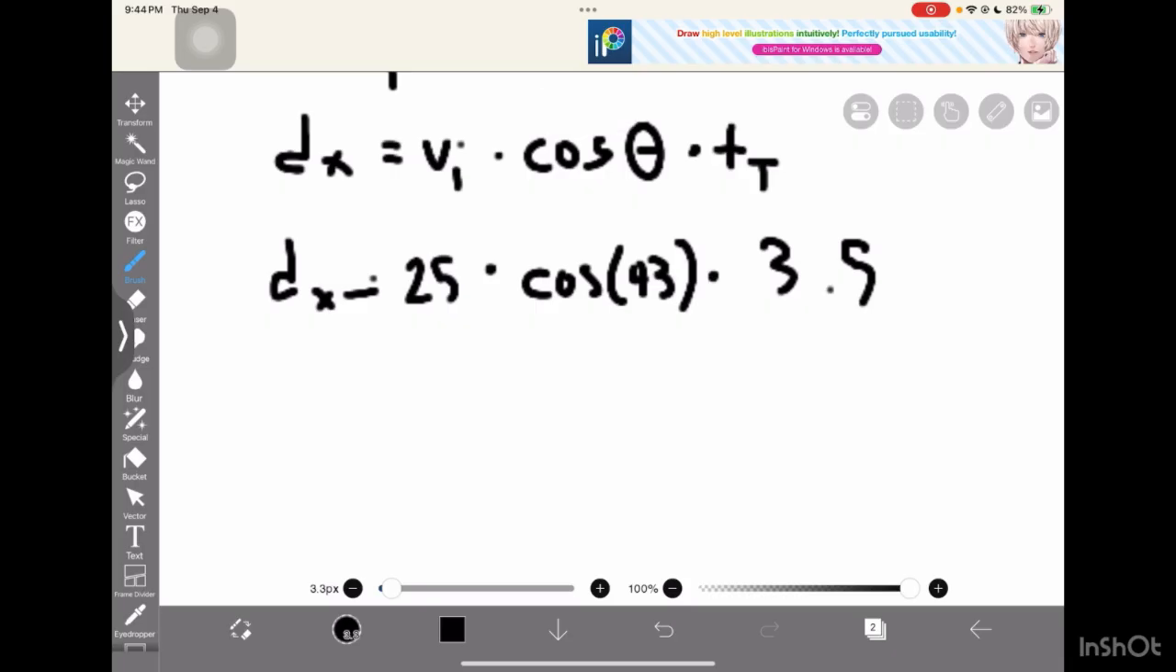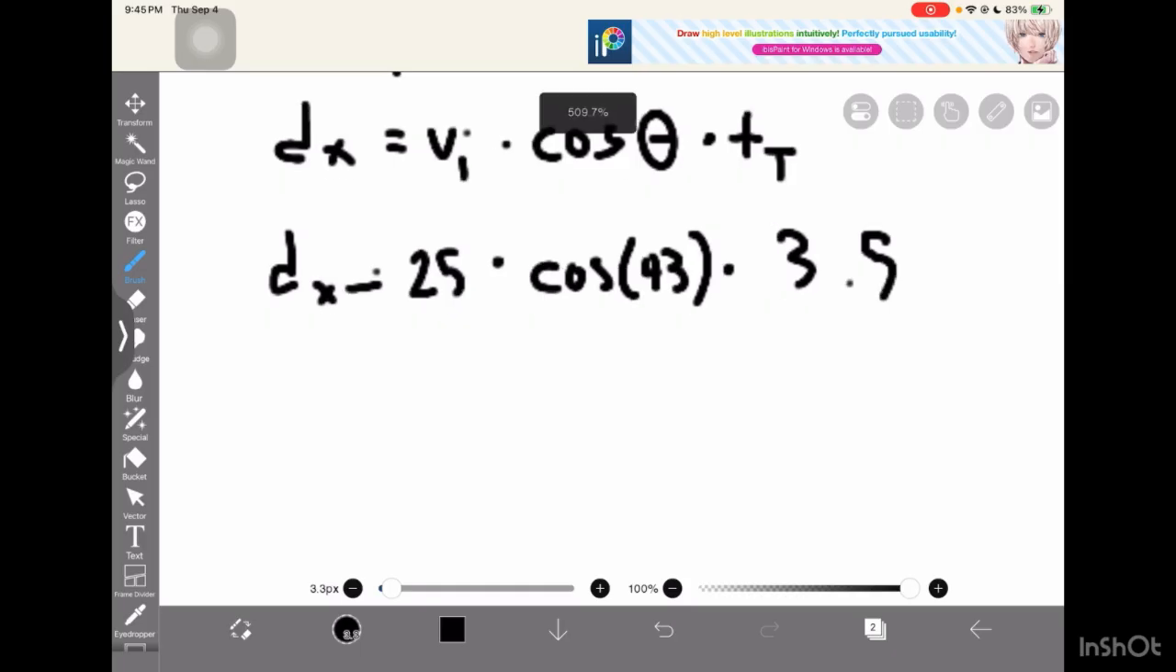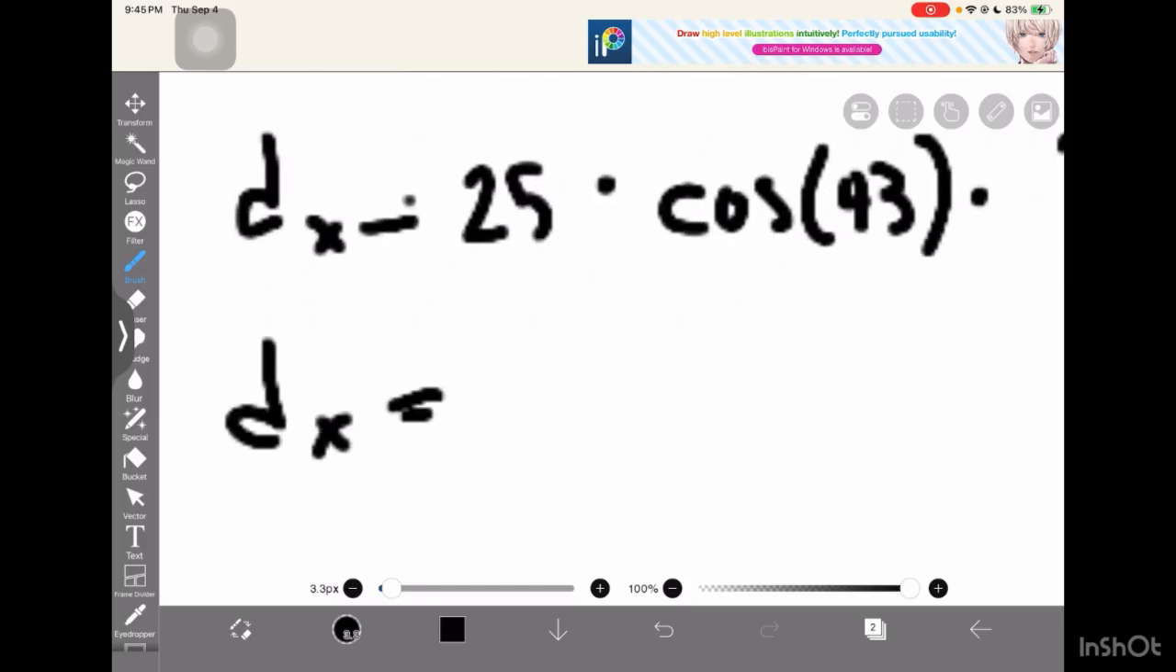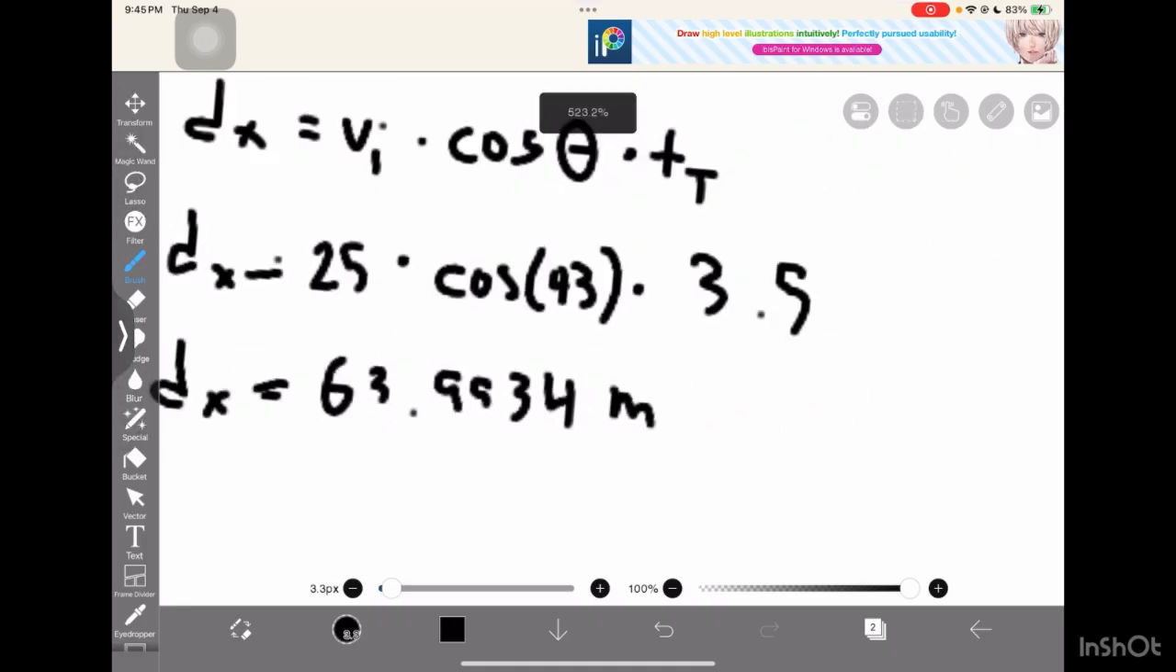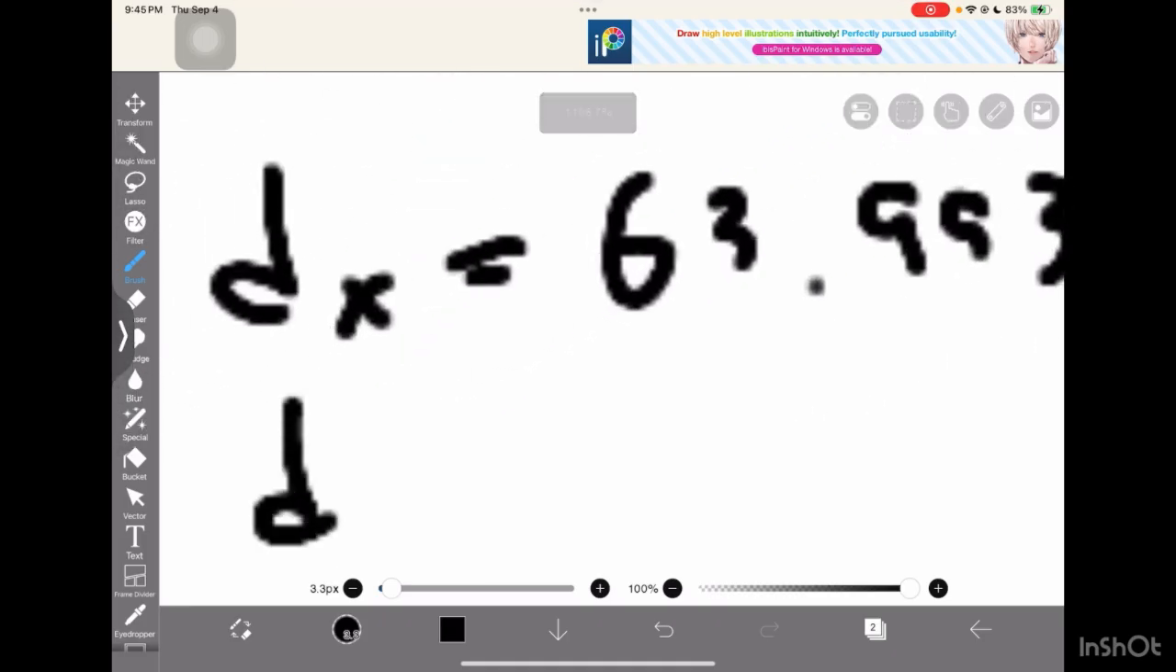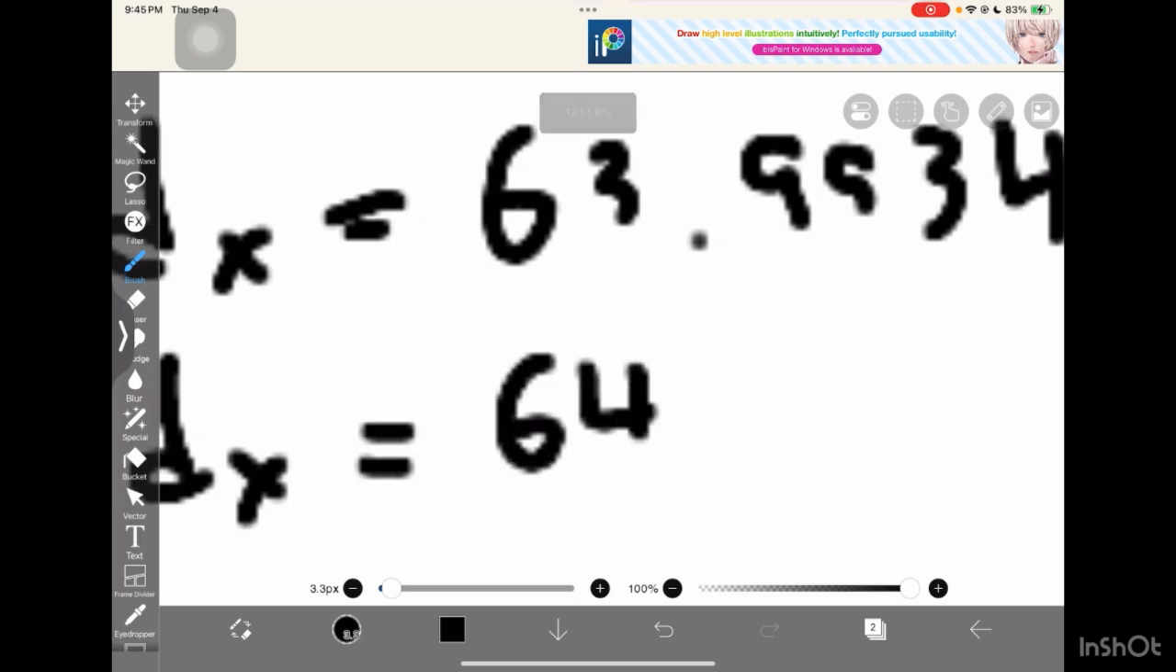Okay, let's put that in again. 25 times cosine 43 times 3.5. That's equal to, very close number actually, 63.9934 meters. And of course 2 SFs again, so d sub x is equal to 64 meters.